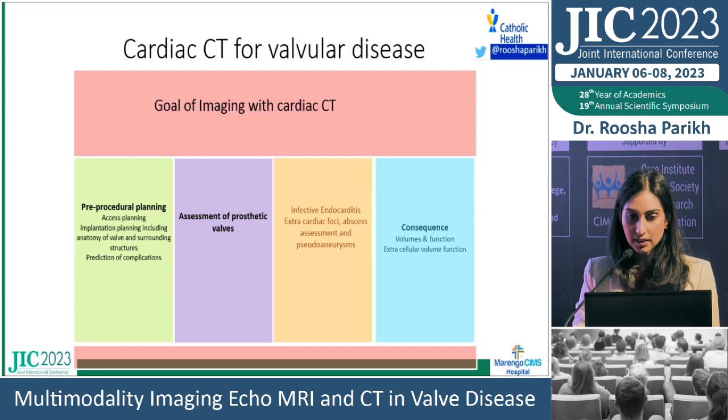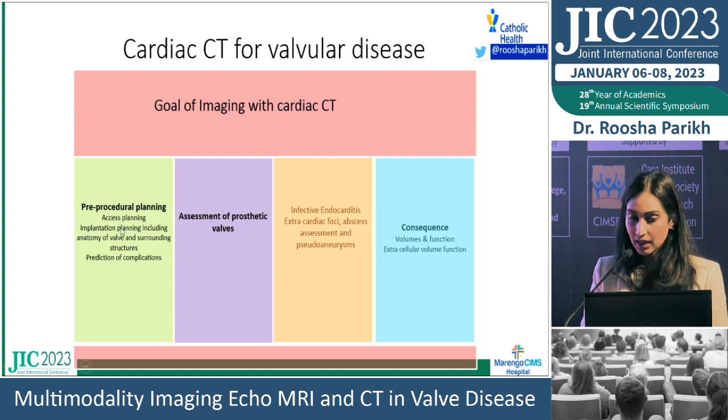Let's talk about cardiac CT for valvular disease. What are the goals of imaging with cardiac CT? We get an idea of pre-procedural planning. So understanding access planning. You heard a little bit about TAVR today. Similarly, there's mitral valve replacements. So by getting a cardiac CT, you get an idea of the arteries, or the pathway that you're going to take to reach the heart, how are they doing? Implantation planning, including anatomy of the valve and surrounding structures. Prediction of complications. If you see a lot of calcification, you know that that patient's at high risk.